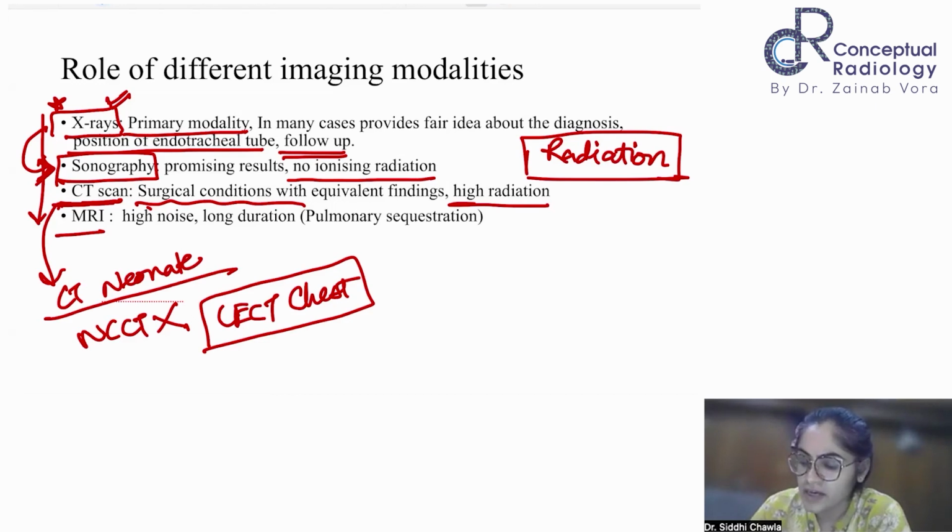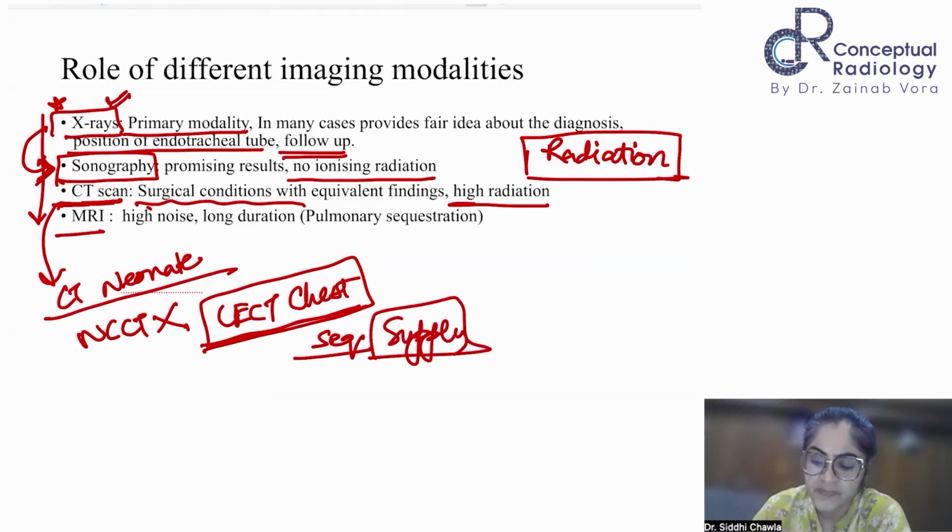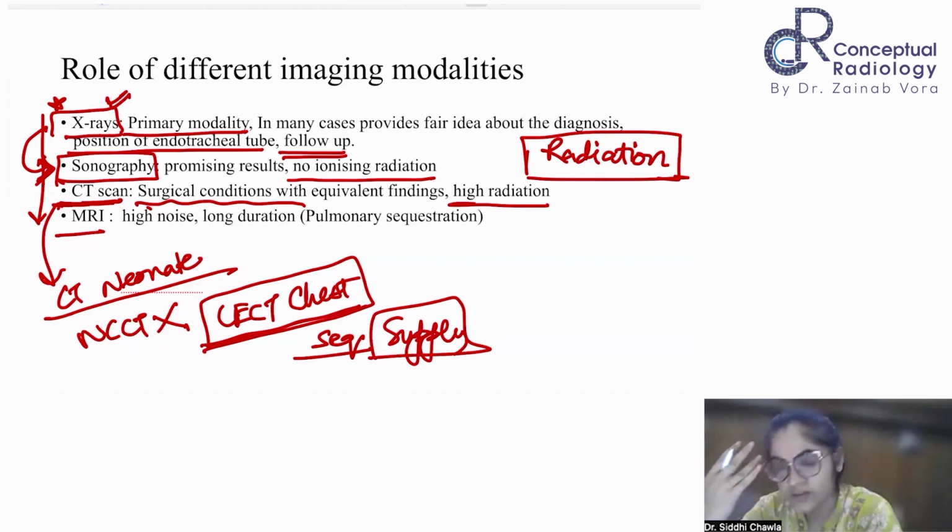But why are we actually interested in CECT chest? Because if it is a sequestration, we want to see the supply of the sequestration, right? Sequestration is basically an extra tissue of the lung, which is supplied by the systemic arteries, but it can drain into the systemic or the pulmonary veins. Based on that, we classify it into intralobar and extralobar. We'll be reading this in detail later.